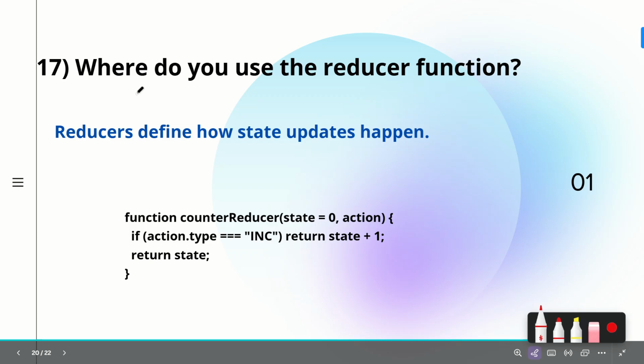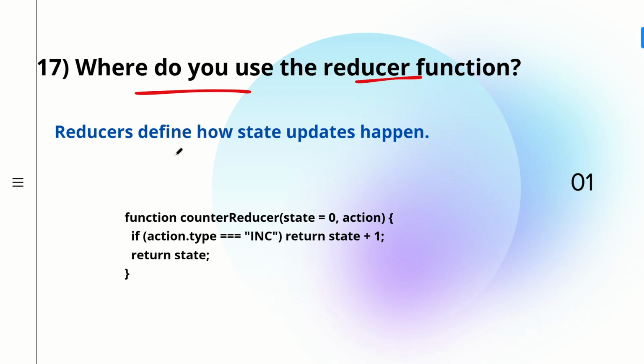Now let's see our 17th question. Where do you use the reducer function? So we have discussed previously also that reducer functions define how state update happens. This is the example we have discussed before, that reducers are functions and they expect the state.